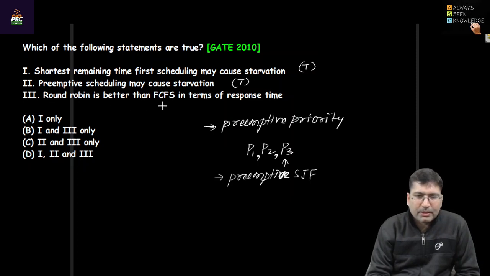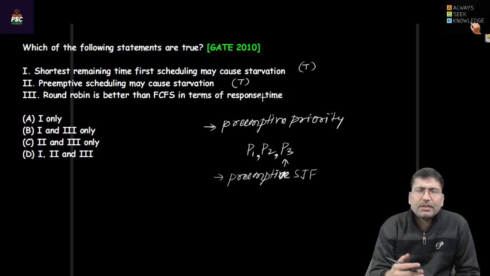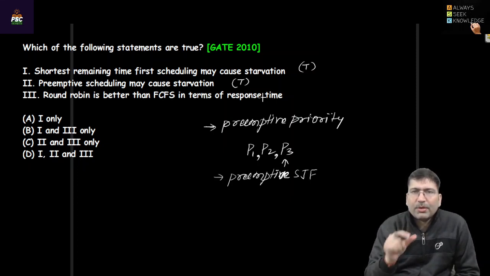Round robin is better than FCFS in terms of response time. So what is the response time? Response time is the time a process is in the ready queue waiting for the CPU to be allocated. That is the response time. If a scheduling is non-preemptive, then the waiting time is equal to the response time, right?